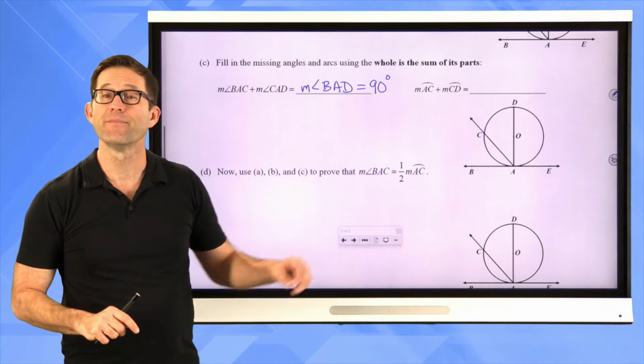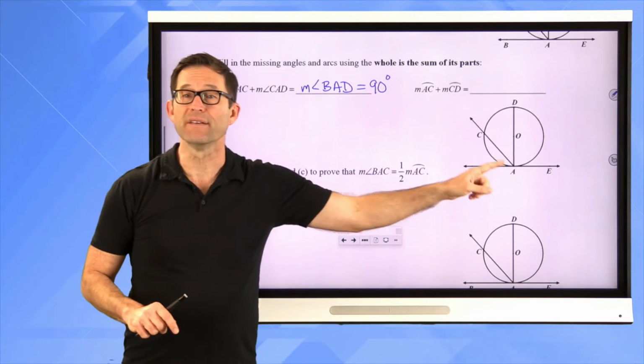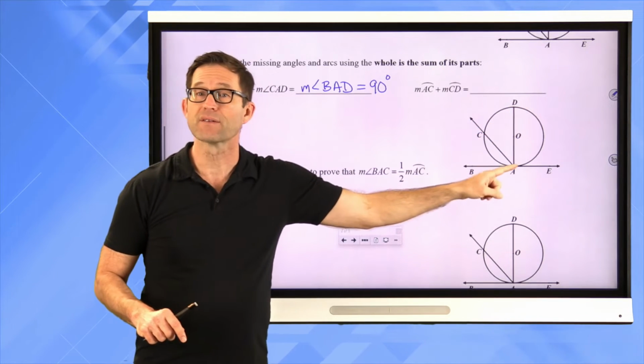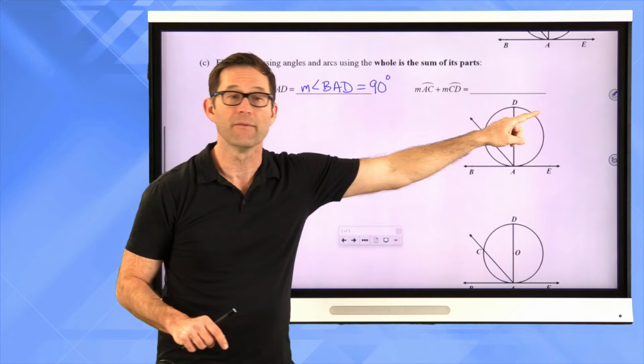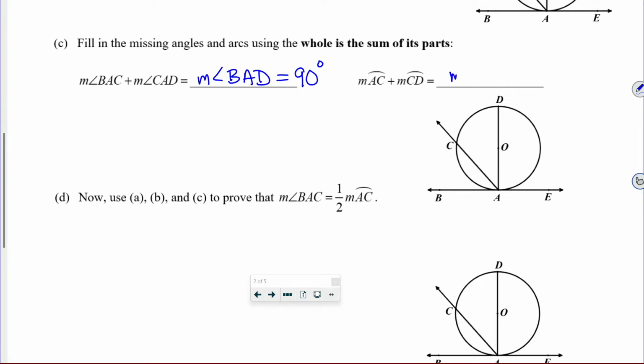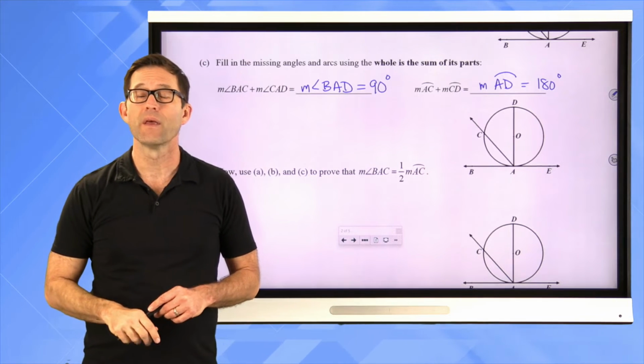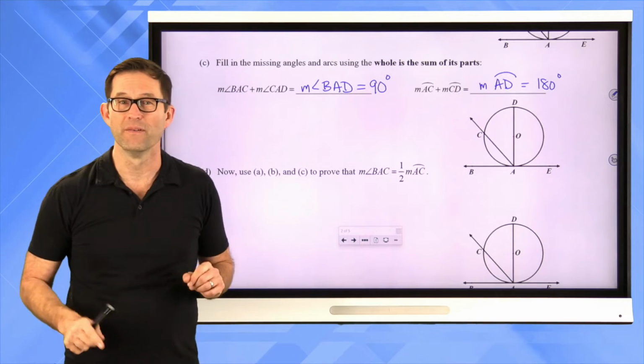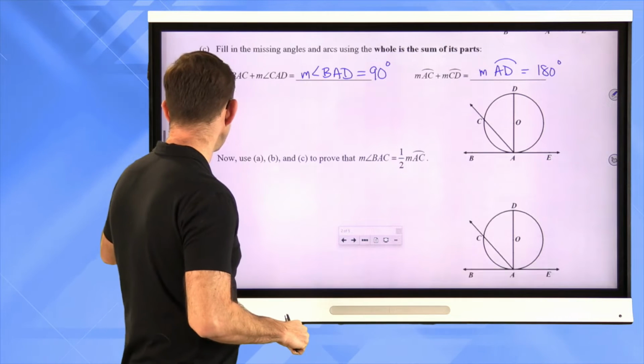Okay, simple enough. Now, the measure of arc AC plus the measure of arc CD has got to be the measure of arc AD, right? And just to be very clear, the measure of arc AD is 180 degrees. Okay? And that's all we're going to really now need to prove our theorem. So let's get into it.